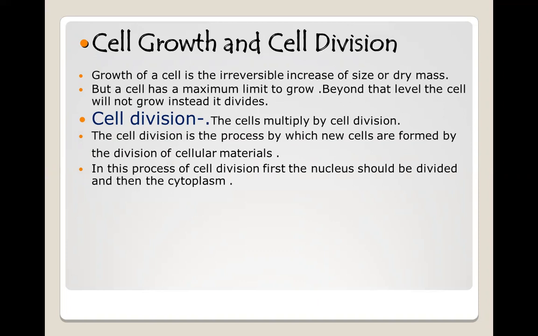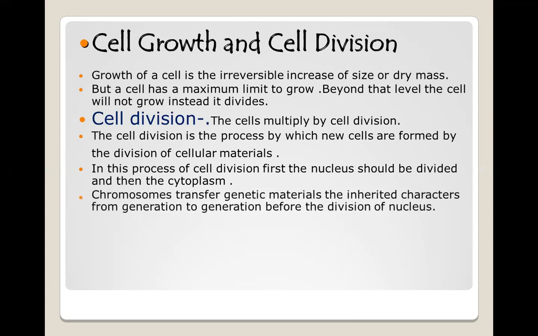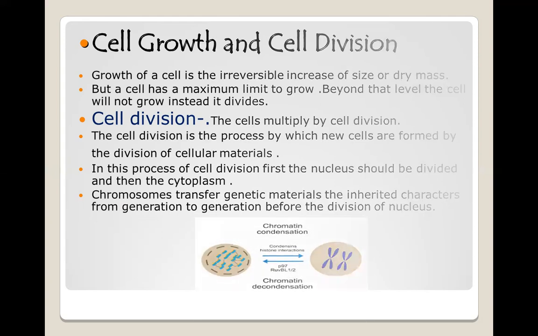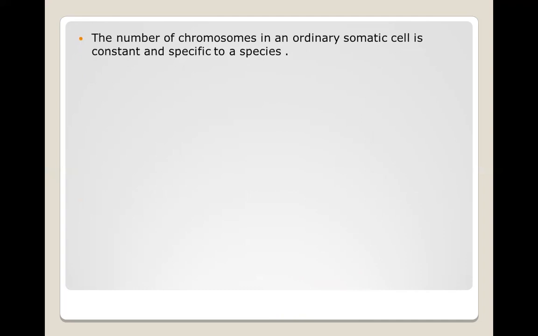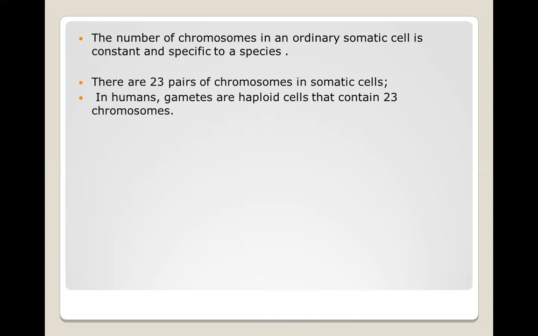In the process of cell division in eukaryotic cells, first the nucleus should be divided and then the cytoplasm. Chromosomes transfer genetic materials, the inherited characters from generation to generation, before the division of the nucleus. The number of chromosomes in an ordinary somatic cell is constant and specific to a species. There are 23 pairs of chromosomes in human somatic cells. Gametes are haploid cells that contain 23 chromosomes.